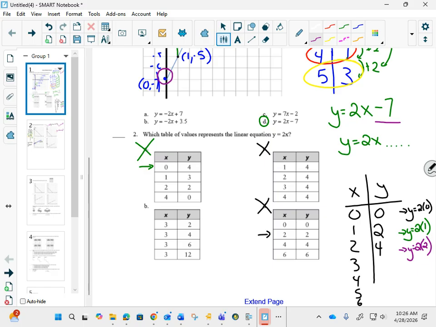When I plug in 3, my formula says my y value should be 2 times 3. What's 2 times 3? 6. So this one should be 6. This is good, but these are bad. None of these work. So did I make a mistake? I got this question from a test generator program, and the program made a mistake. There's no answer that's right.